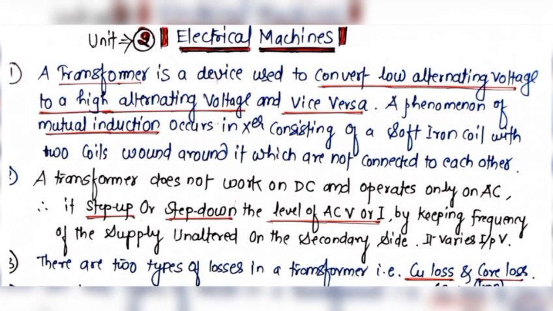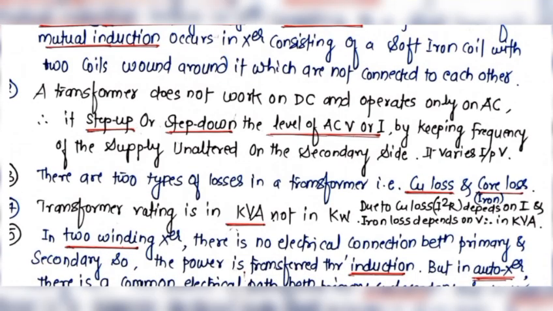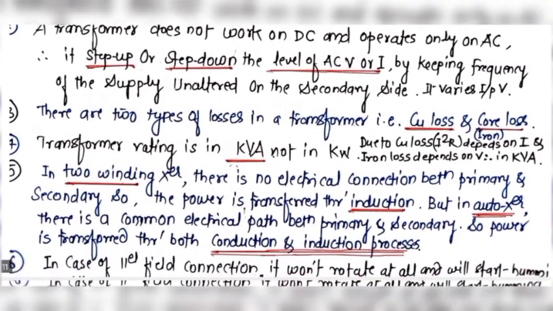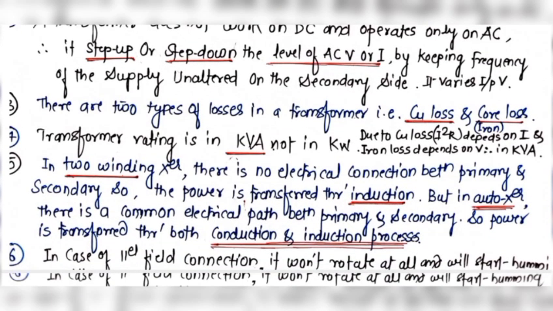There are two types of losses in a transformer, that is copper loss and core loss. Transformer rating is in kVA, not in kW. Due to copper loss, I square R depends on current, and iron loss depends on voltage, therefore the rating is in kVA.